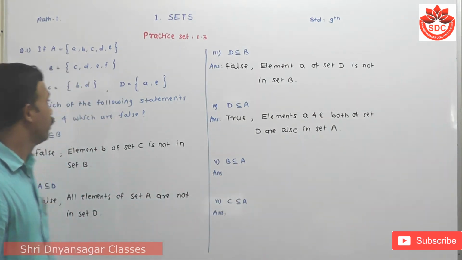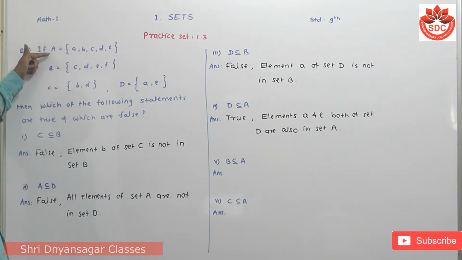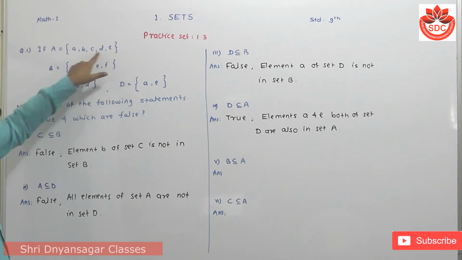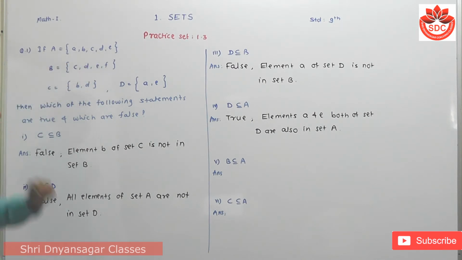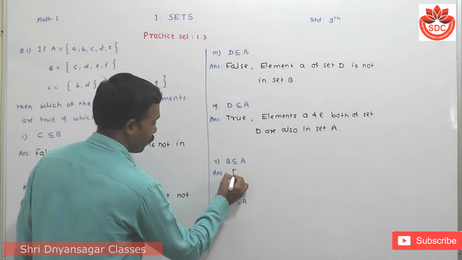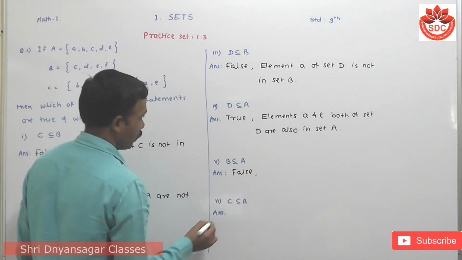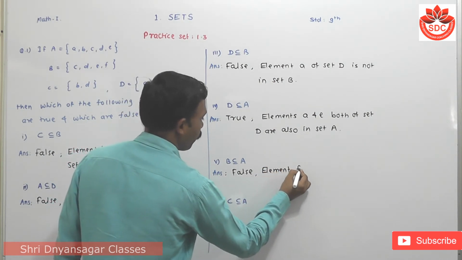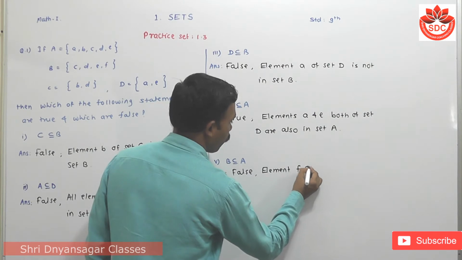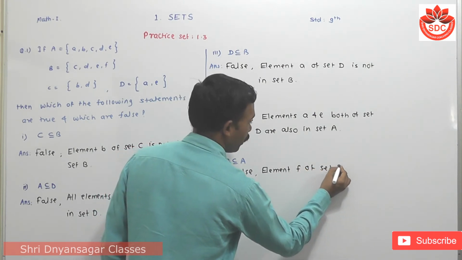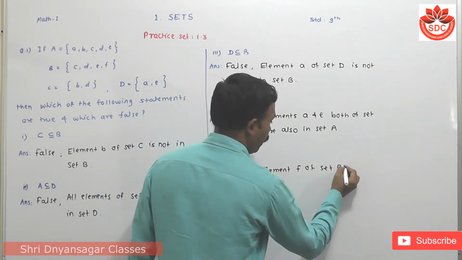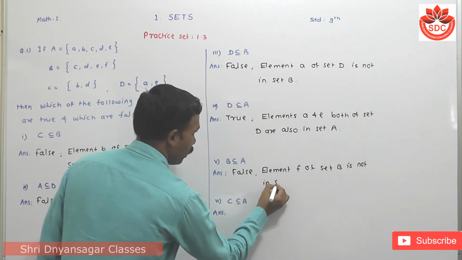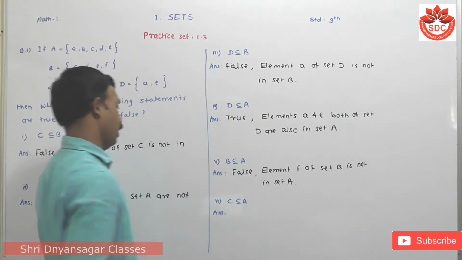D are in set A. Then B is a subset of A. It means that every element of B is also present in A. But observe carefully, C, D, E, F. Here F is not an element of the set A, so this is also false. Because element F of set B is not in set A.